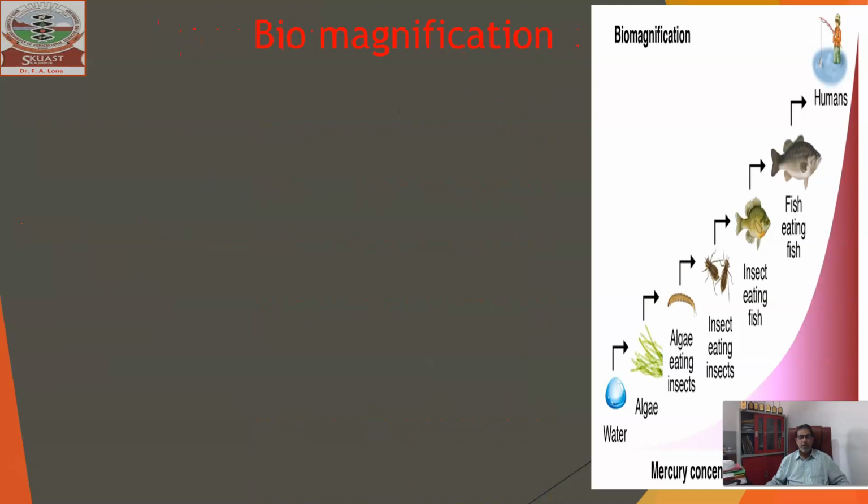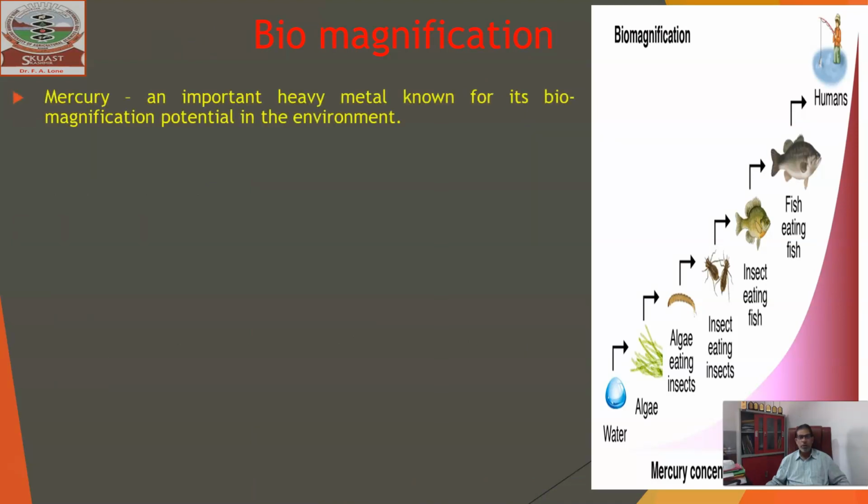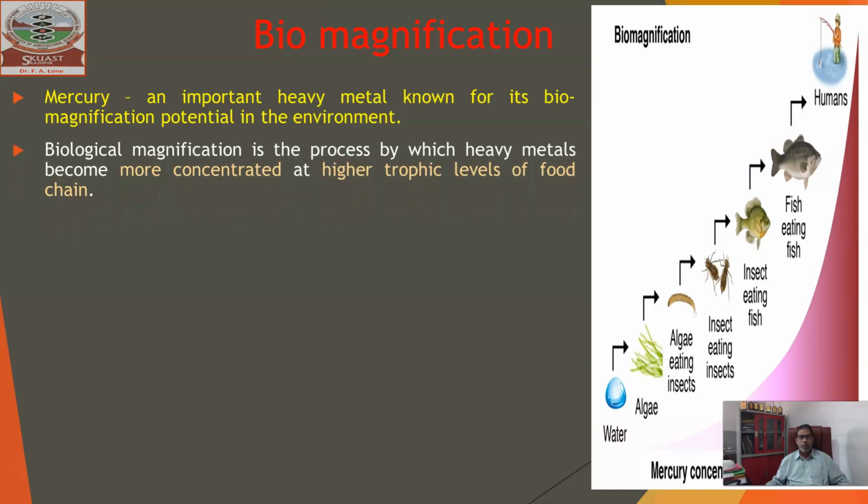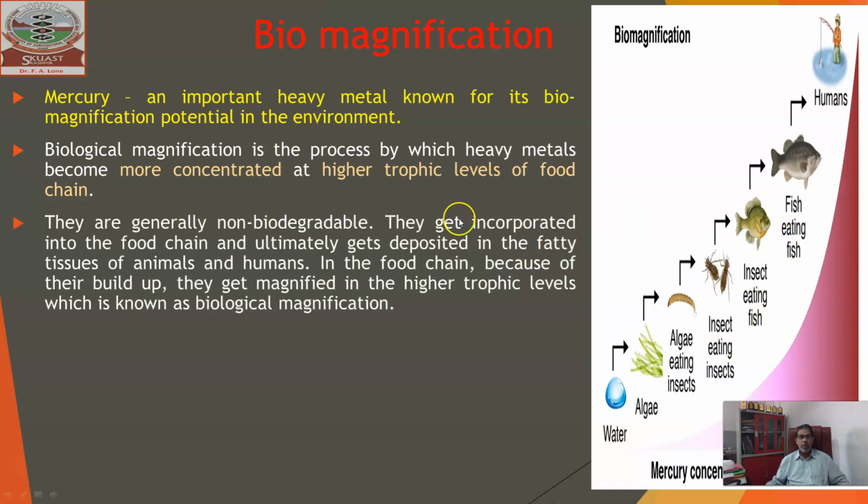Then the last one is the biomagnification potential of mercury. It is an important heavy metal known for its biomagnification potential in the environment. It is the process by which heavy metals become more concentrated at higher trophic levels of the food chain, as you see in the picture also. They are generally non-biodegradable. They get incorporated into the food chain and ultimately get deposited in the fatty tissues of animals and humans. In the food chain, because of their build-up, they get magnified in the higher trophic levels, which is known as biological magnification.